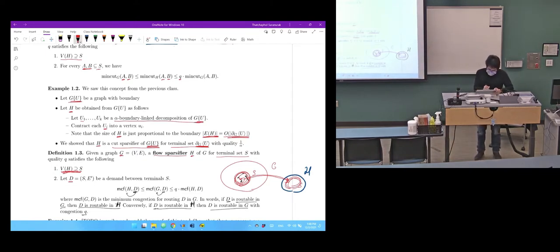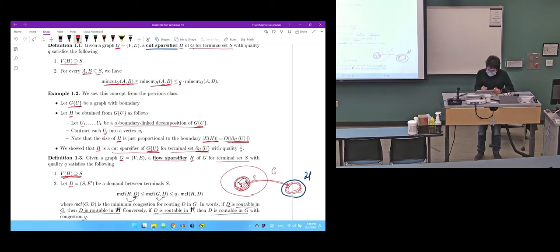And this is basically the same intuition here. H should be big enough so that min cut in H is bigger than min cut in G, but min cut in H is not too big compared to min cut in G.